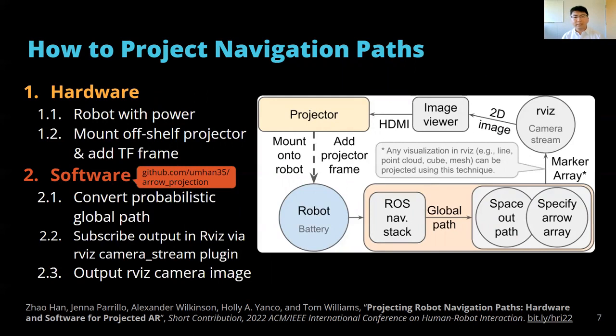First, we need to set up the hardware. A robot is needed with a power station sufficient to power a projector. Then we need to mount the off-the-shelf projector and add a ROS TF frame. For the software, we need to run a ROS node to output an evenly spaced path as a marker array. And we subscribe to it in RViz through an RViz plugin called camera stream. And finally, we output the RViz camera image through HDMI to the projector.